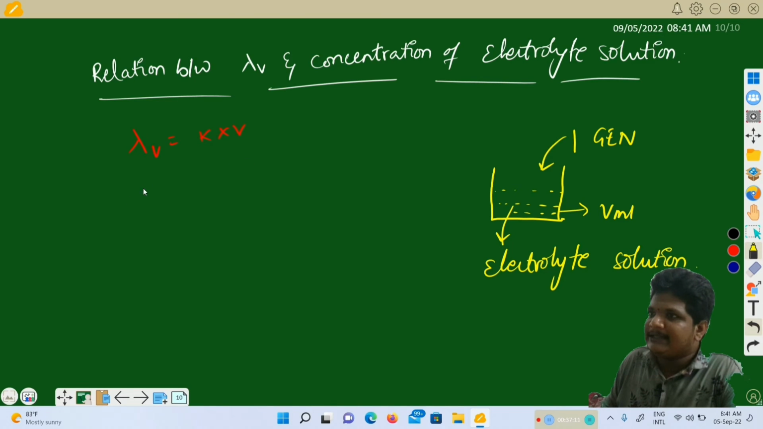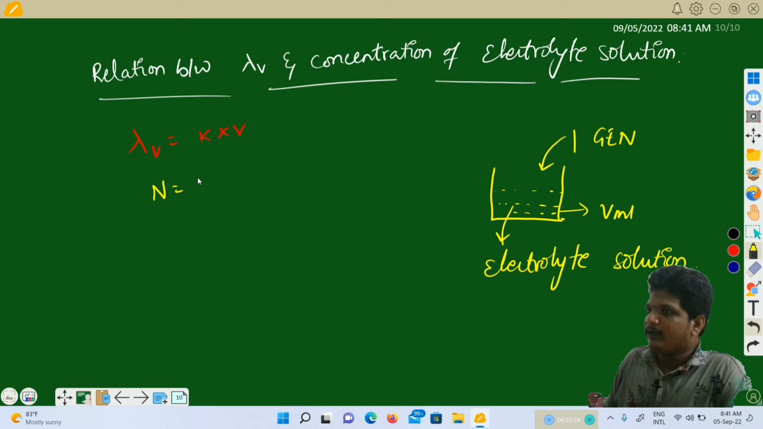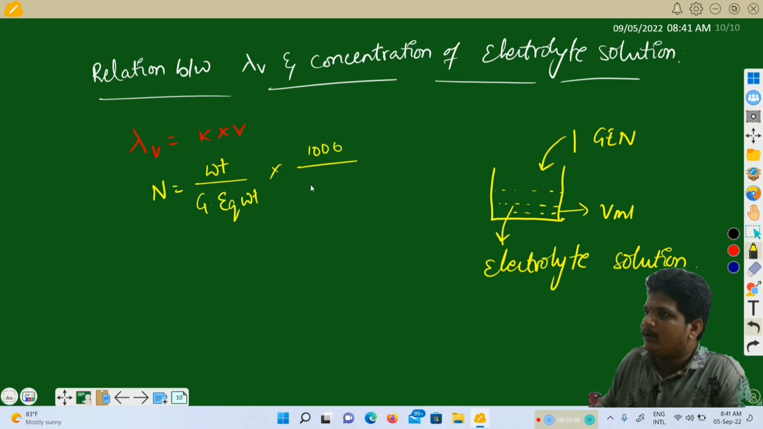Now here, since it is an equivalent conductance, that's why I am assuming concentration in terms of normality. If it is molar conductivity, we can assume molarity. So here it is normality. Normality is equal to weight of the solute by gram equivalent weight of the solute into 1000 by volume. Weight by gram equivalent weight is nothing but the number of gram equivalents.